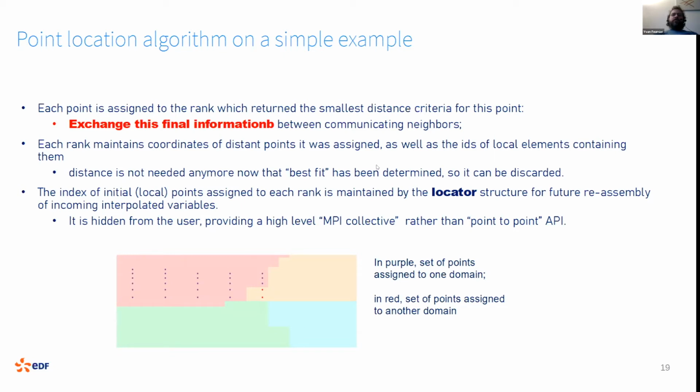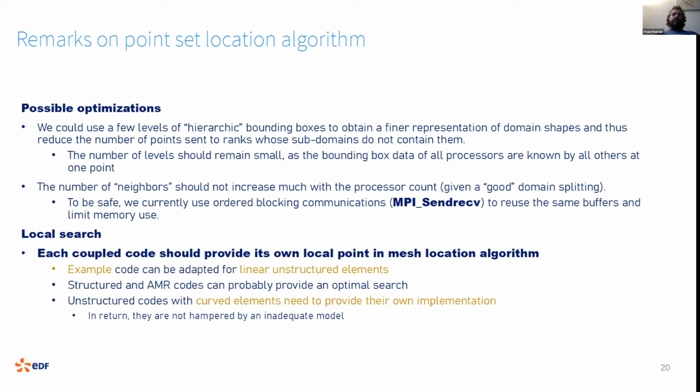And then we don't need the distance anymore. We can post-process it, but then discard it. And so the user doesn't see which point is assigned to which rank. This is hidden. They just know that they have a certain number of points lying in a given element to which they must provide values when we exchange data in whatever interpolation means we want. And then it's the code, basically, when we exchange data, that just queries this information and provides the values.